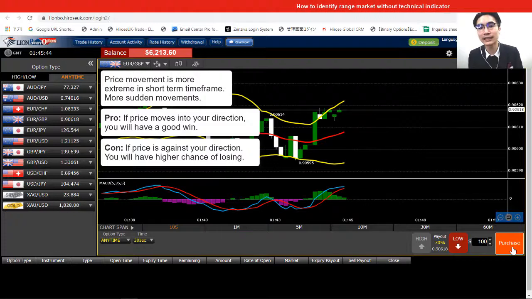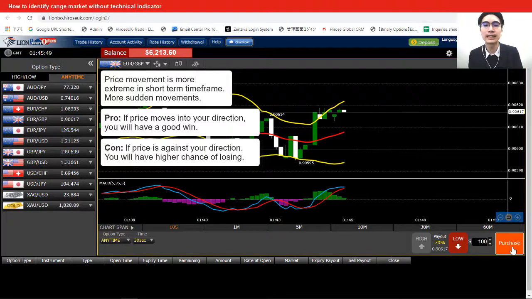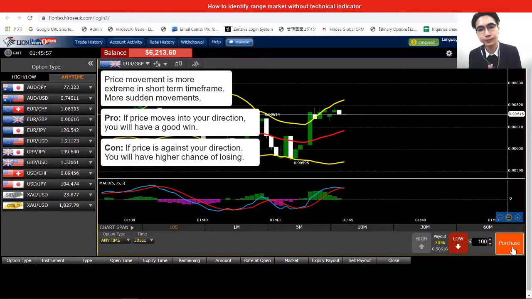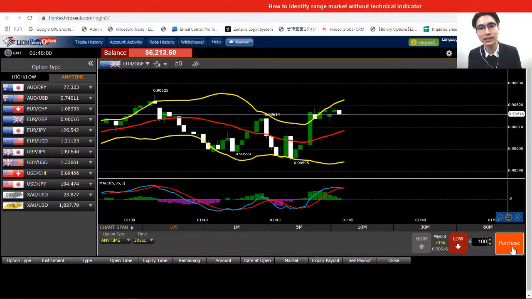If you don't like this kind of movement, if you want to trade with a more stable price movement, then you might need to consider trading with a 1 minute chart to trade with a 3 minutes option. Well, that all depends on you. Let me place another trade here.